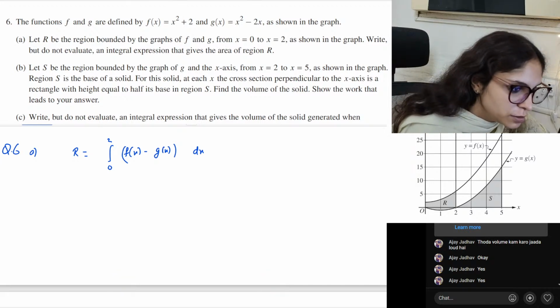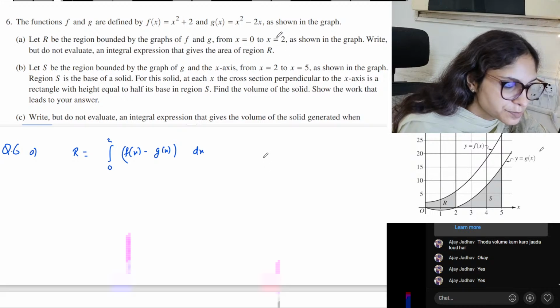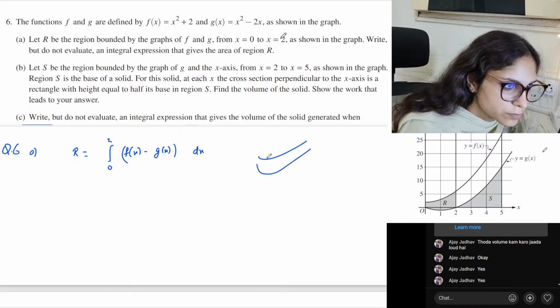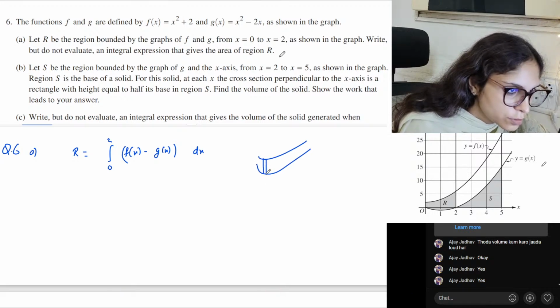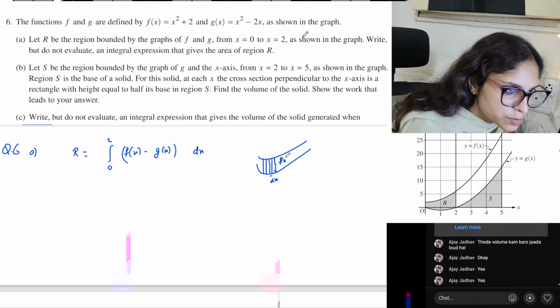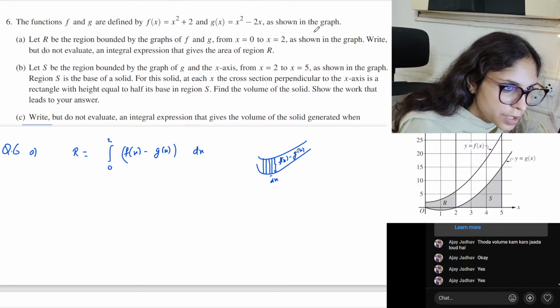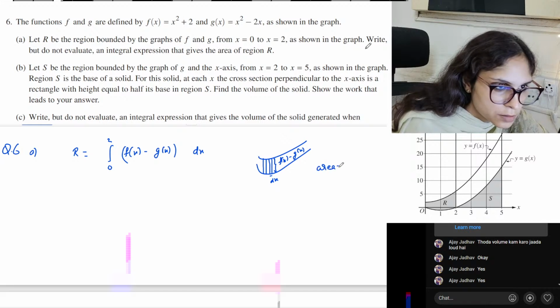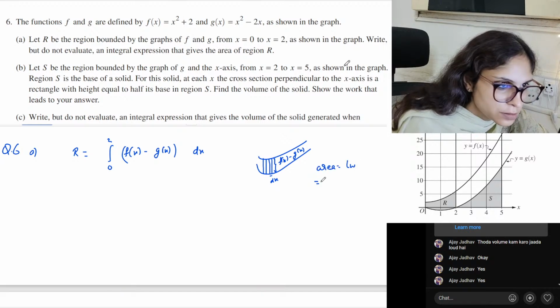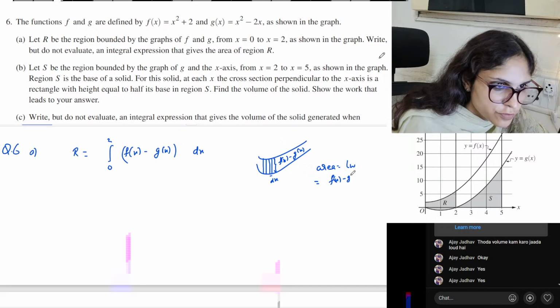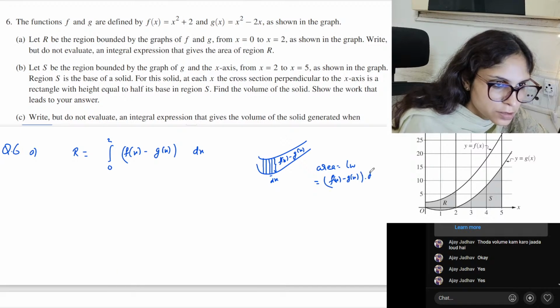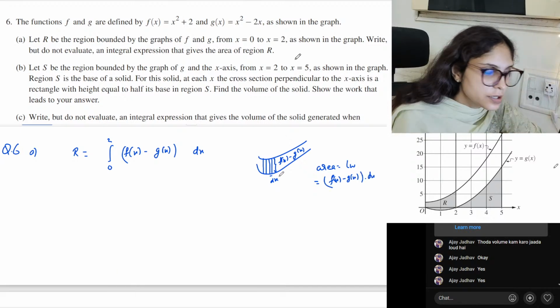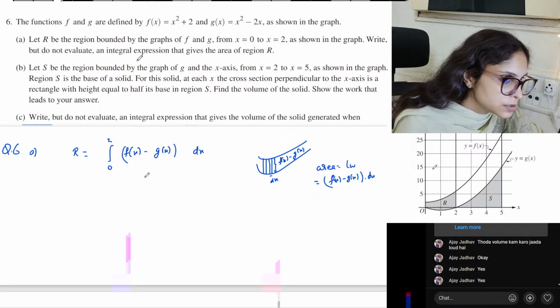I'll show you over here the diagram as well. So you're having small segments like this. So this is dx and this is going to be f of x minus g of x. And it is the area. So area is length times width. That is f of x minus g of x times dx. And you're taking all these areas from 0 to 2. That is why we're doing the integral.